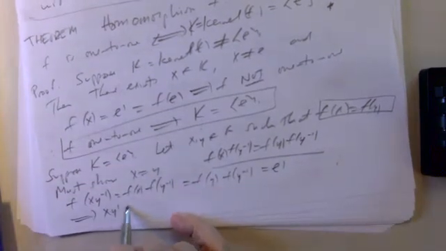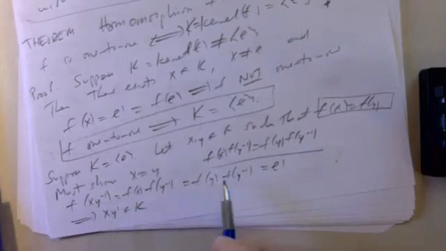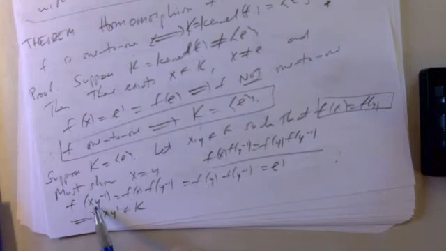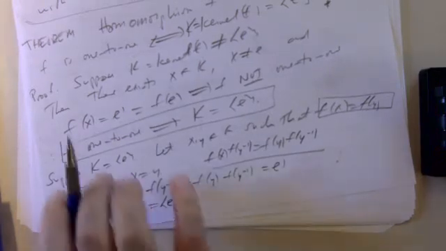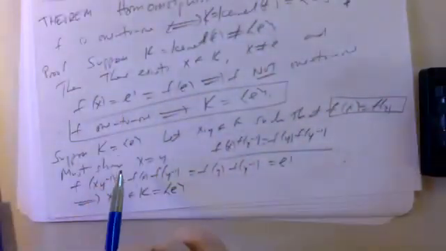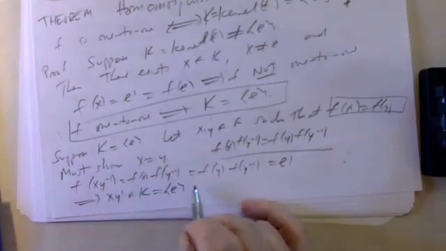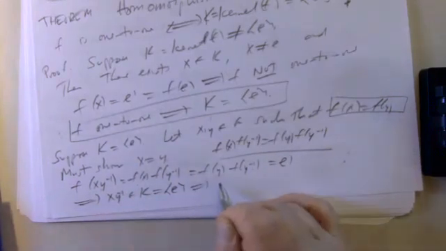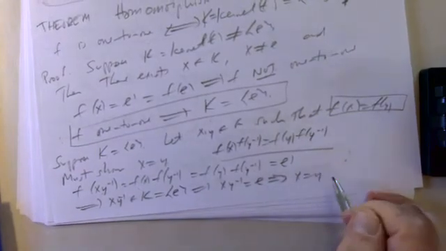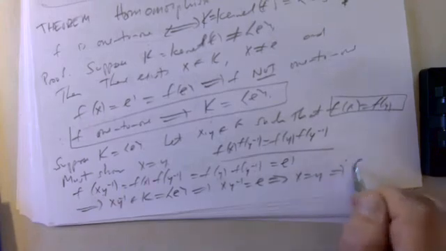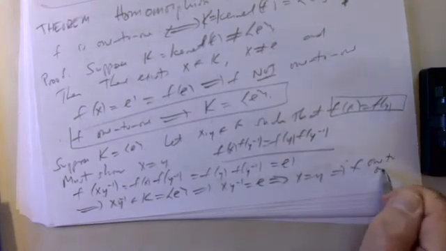which means x y inverse is in the kernel, because f sends x y inverse to E prime. But our assumption is the kernel consists just of the element E. So x y inverse equals E, multiply on the right by y, x equals y. So f is 1 to 1.